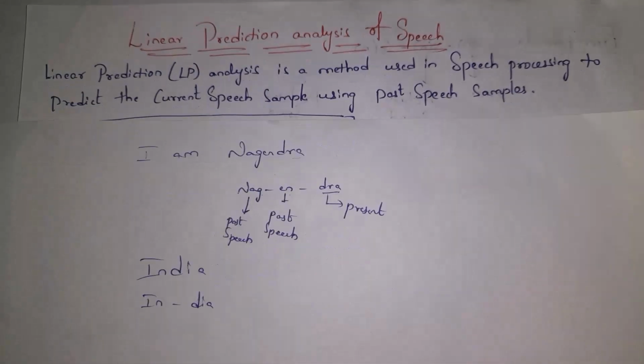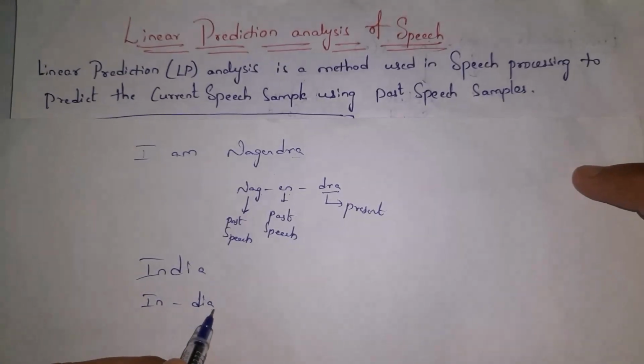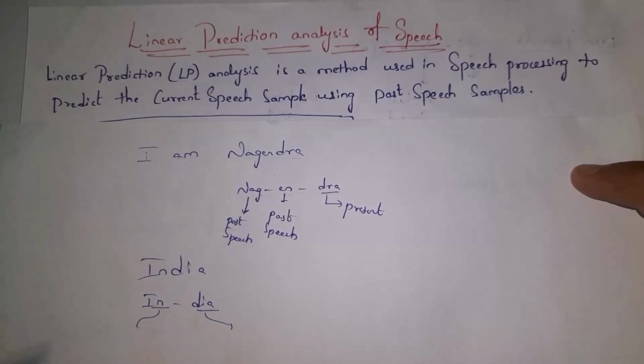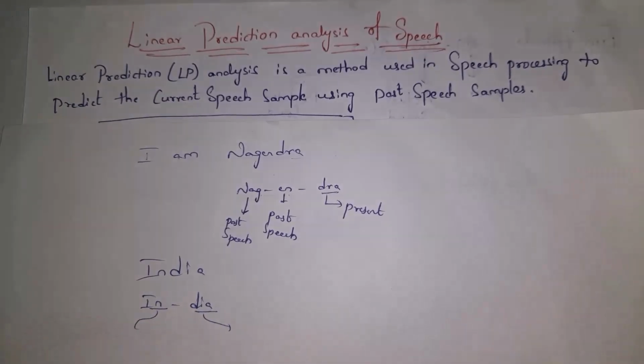Let's say I will speak "India". Whenever I speak "In", "dia" is automatically predicted. So, we call "dia" as present sound and "In" as past sound. Based on past sound, present sound is predicted.